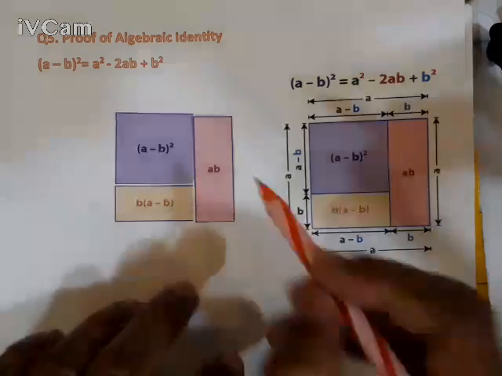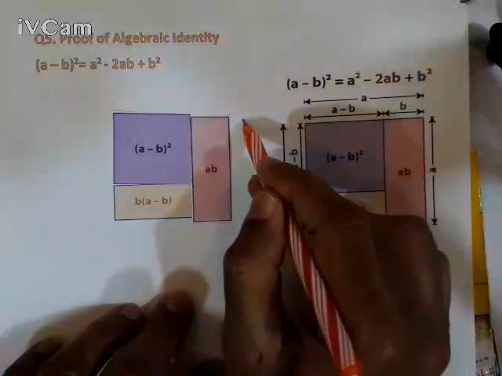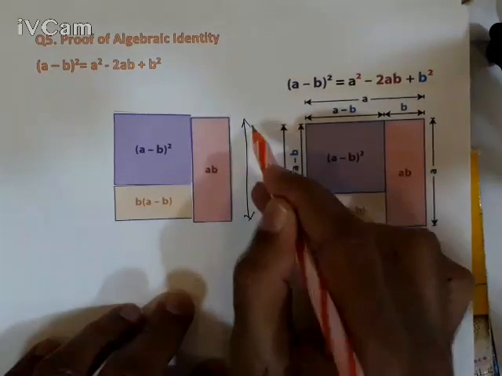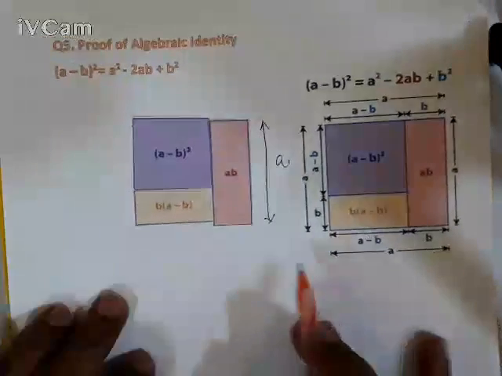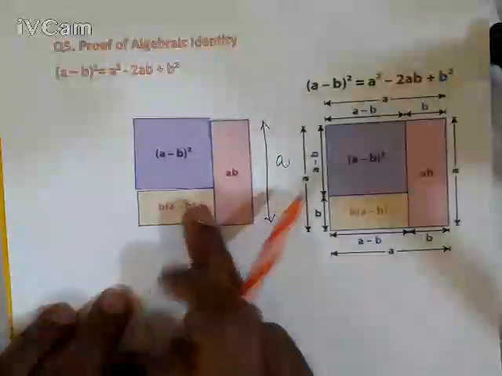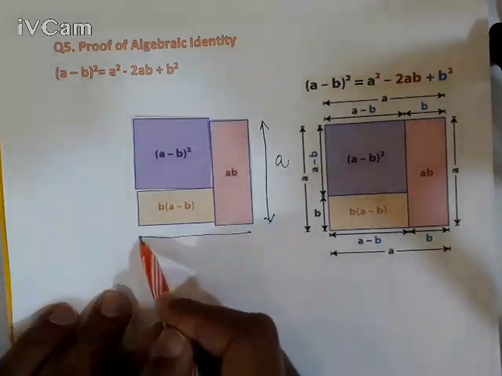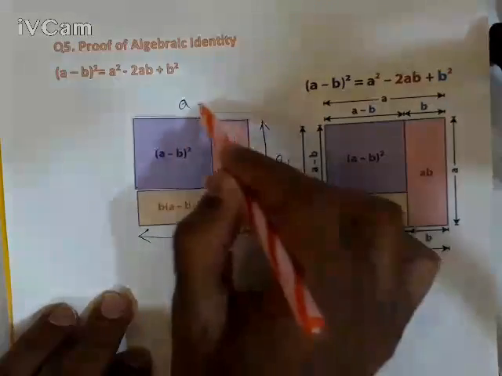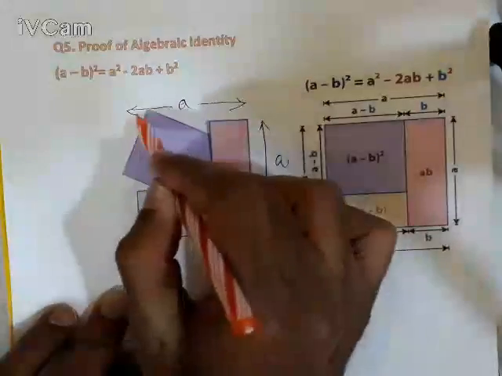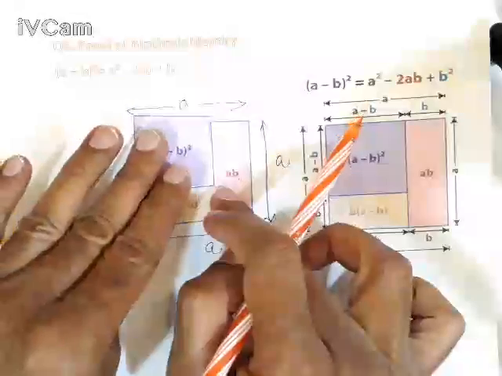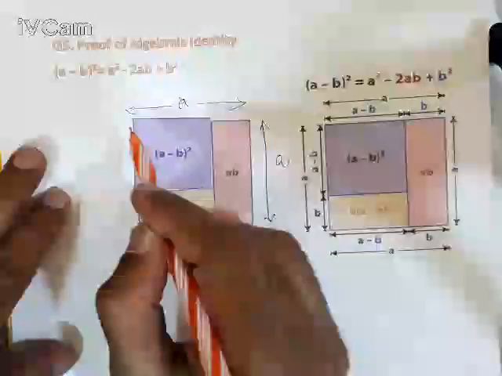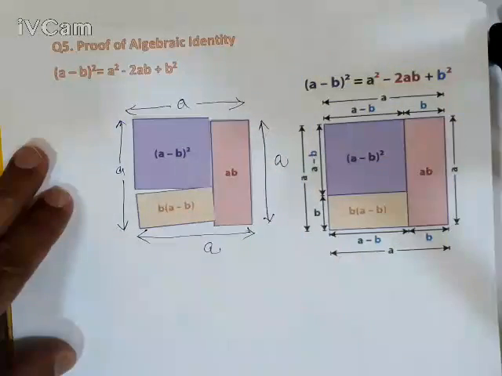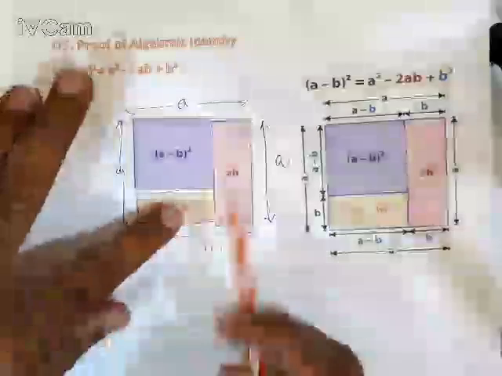Now we know that this is a square, so let us suppose that the name of this side is A, and if it is a square, it means all the sides are equal in measure. So this is also A, this one is also A, and this side is also A.